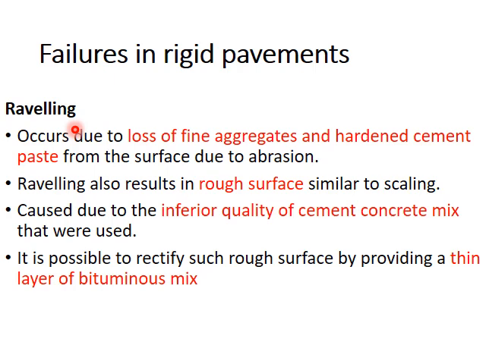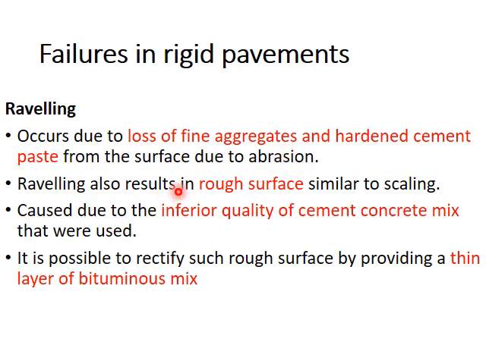Next is raveling. In raveling, there is loss of fine aggregates and hardened cement paste from the surface due to abrasion. Raveling is the same as what we have seen in the flexible pavements. That is, fine aggregates are lost from the pavement surface along with hardened cement paste, and the cause of that in flexible pavement was stripping of bitumen from the aggregates. Here it is due to abrasion.